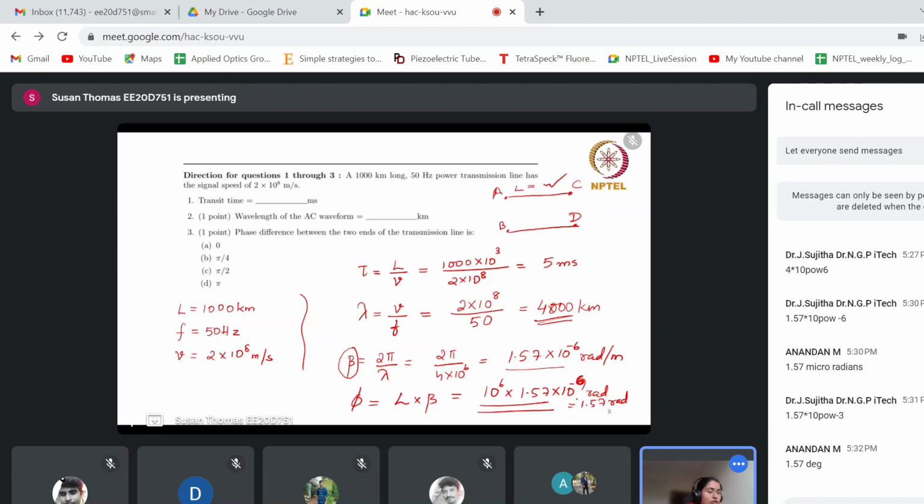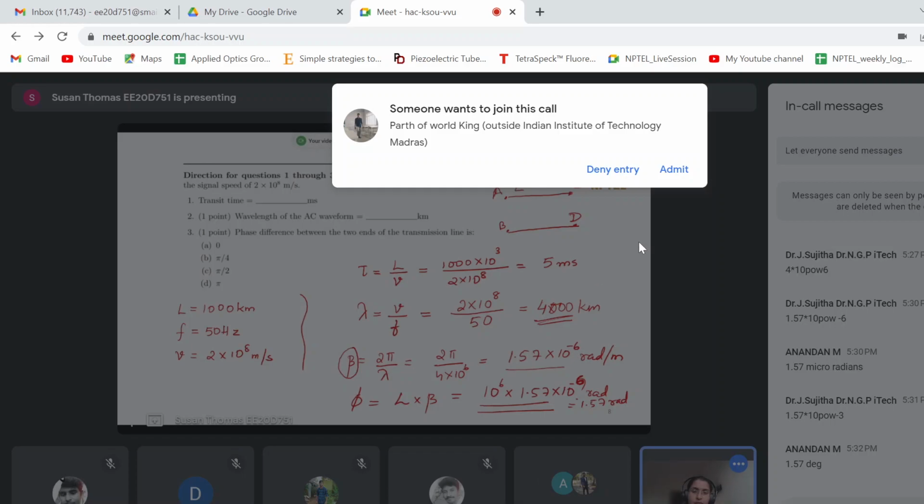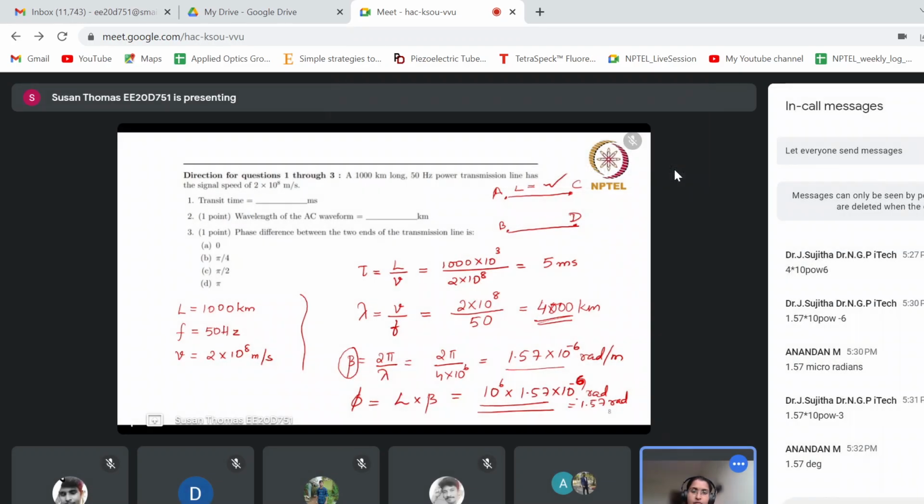1.57 radian. If there is confusion regarding the units, always remember the phase constant is in radian per meter. Therefore, the phase which we calculate is in radian, and we can convert it to degree. So 1.57 in radian. Can you tell me the answer among the four options? 1.57 radian.